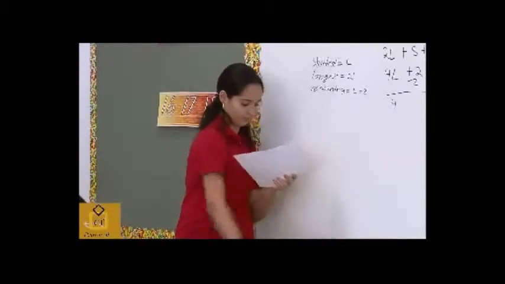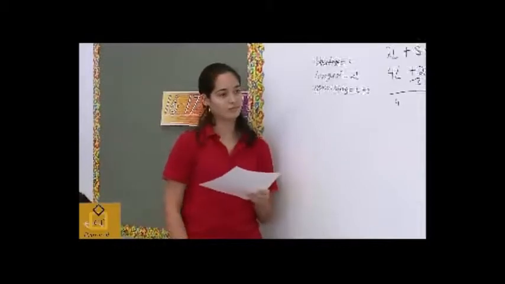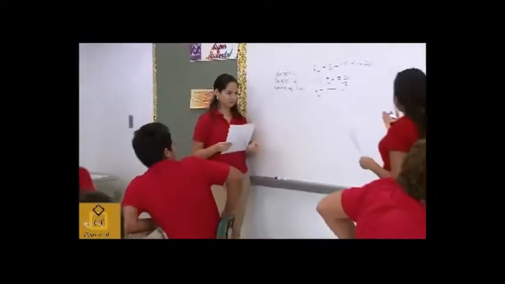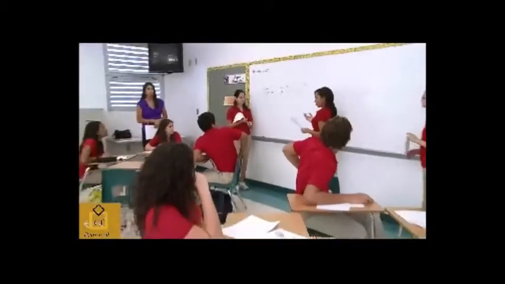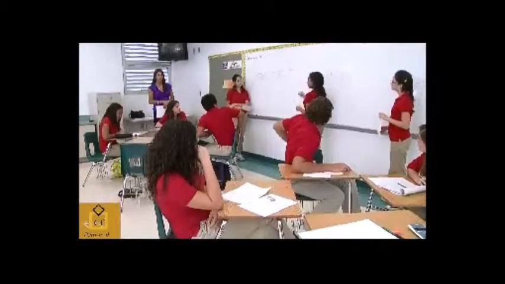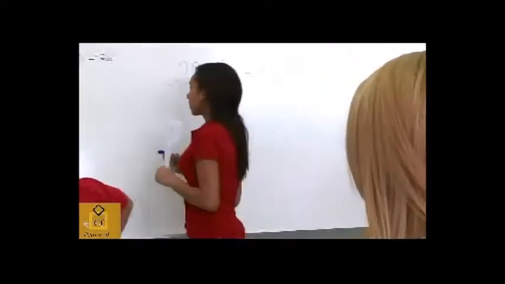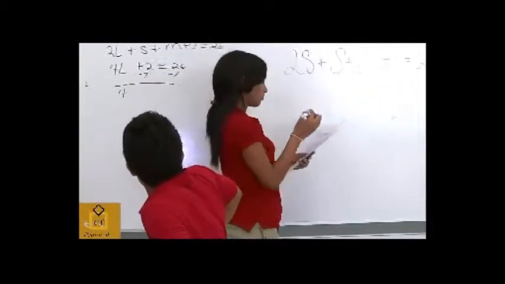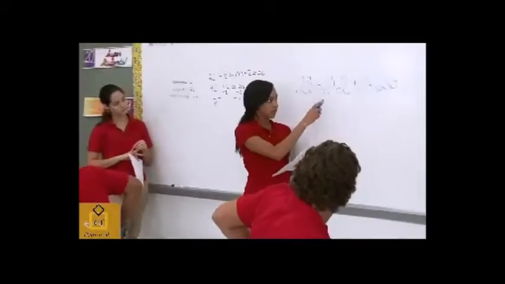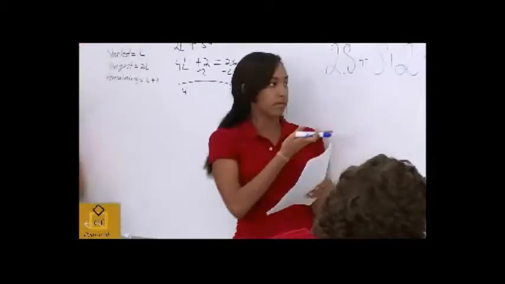Okay, what did you do, Helen, with the information they gave you? Well, instead of using L, we used a different variable because L wasn't specific enough. We didn't know whether it was the leg or the length. So we decided to use S for the shortest leg. So what we did was 2S plus S plus 2 plus S equals 26. And that's how we came up with our equation.